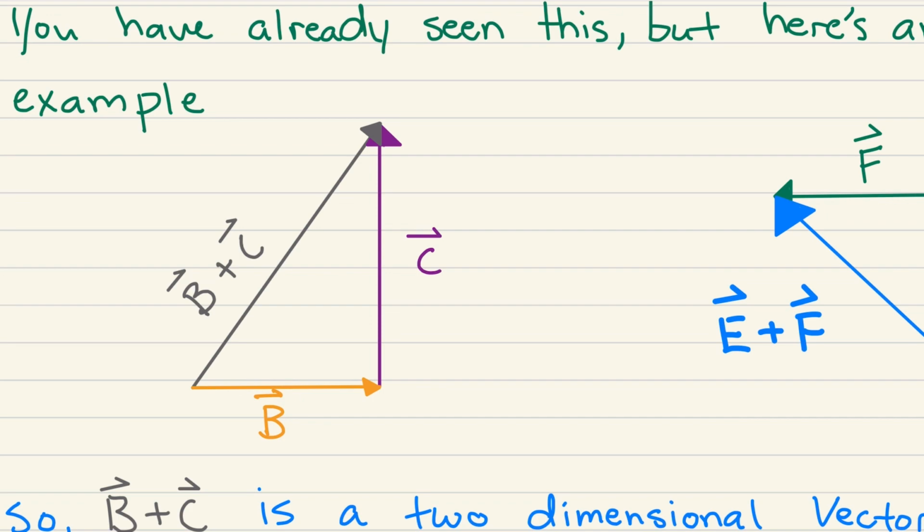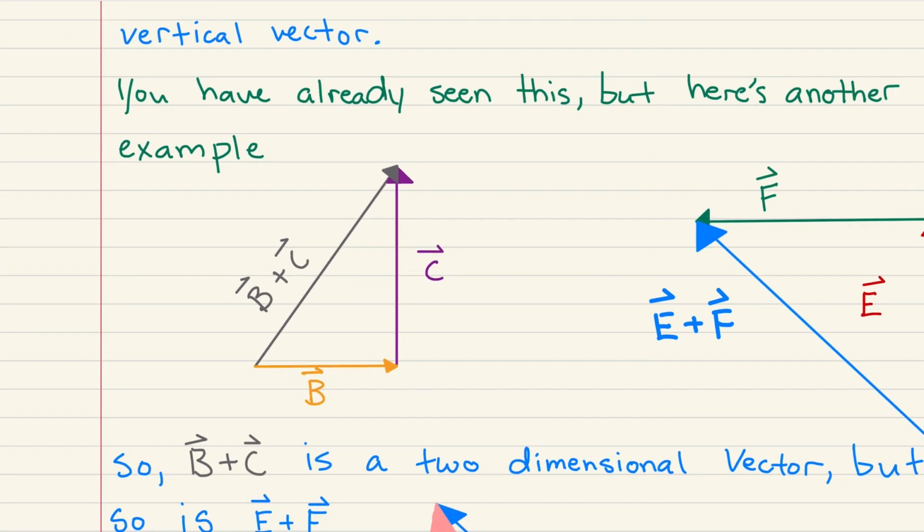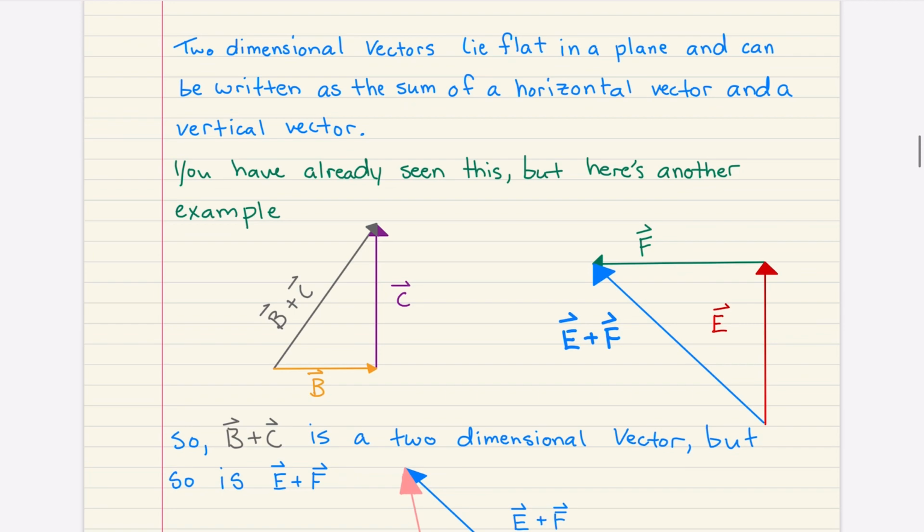But B plus C has some vertical component and some horizontal component. So we would call it a two-dimensional vector, okay? Meaning that its vertical position changes and its horizontal position is changing. And you can tell that for sure because it's made up of both B and C, all right? So two-dimensional vectors lie flat in a plane and can be written as the sum of a horizontal vector and a vertical vector. They always can, all right?